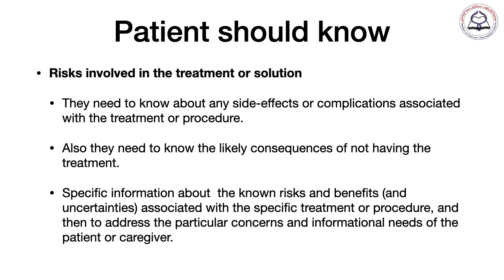Patients should know the risks involved in the treatment or solution. In order for patients to make decisions that suit them, they need to know about any side effects or complications associated with treatment or procedure, as well as any potential outcomes that might affect their physical and mental well-being. Also, they need to know the likely consequences of not having the treatment. Specific information about the known risks, benefits and uncertainty associated with a specific treatment and procedure is important, and then to address any concern that the patient or caregiver has.